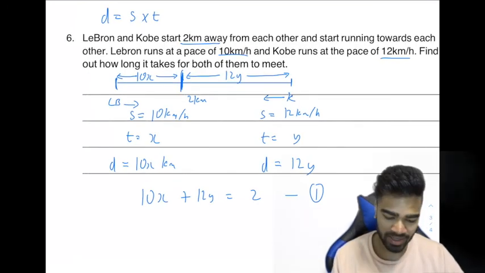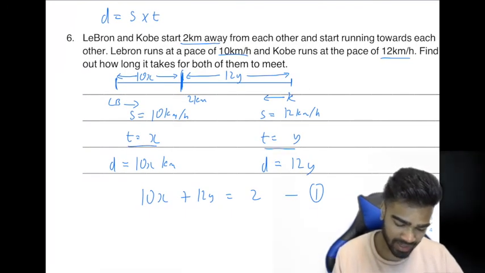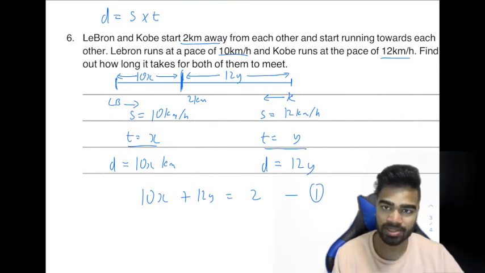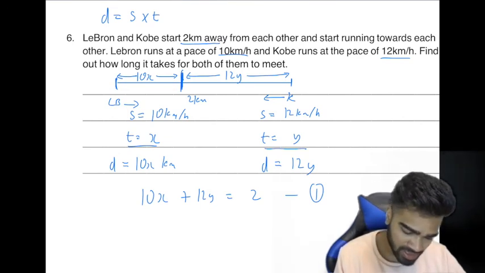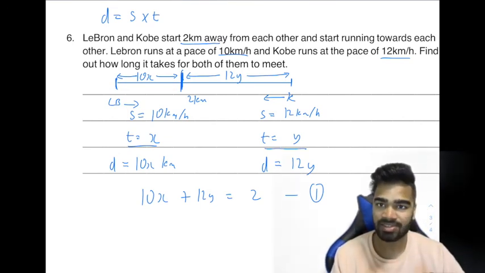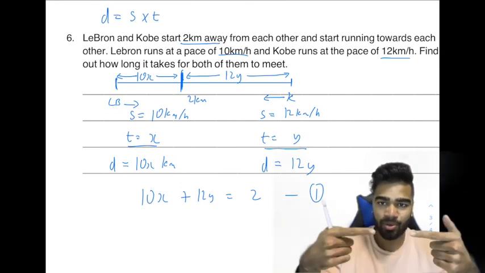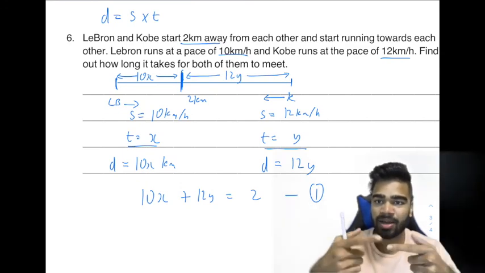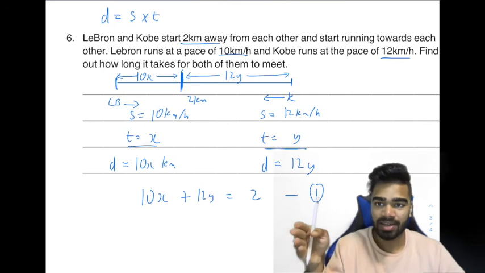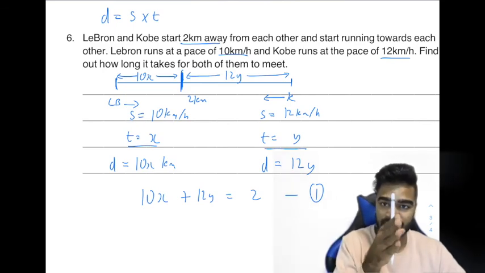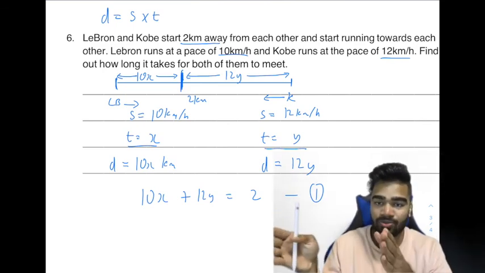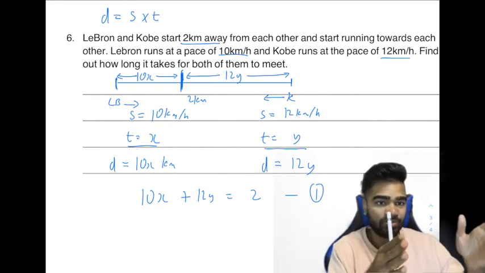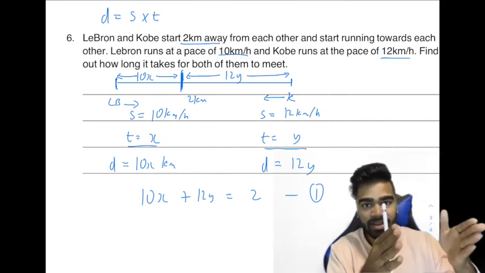How long does it take for them to meet, right? I said the time LeBron takes is x and the time Kobe takes is y. But when they reach this point, the time that they run is the same, isn't it? Because when they reach that point, they've been running for the same amount of time. That means Kobe started going this way, and he stops here. That amount of time it took for Kobe is the same amount of time it took for LeBron to go from the left till that meeting point.